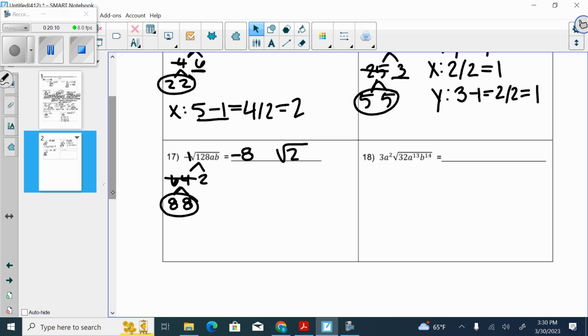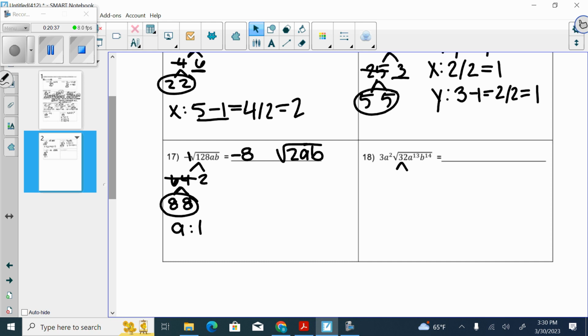Okay. For my A and my B, what's my exponent for A? 1. Can I divide 1 by 2? No. So it can't come out, right? It's got to stay. What about B? Same thing, right? So it's going to have to stay where it is because I can't divide it. So it's just -8 square root of 2AB. Okay? All right, last one.